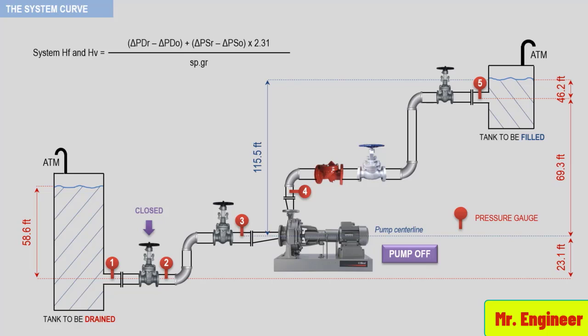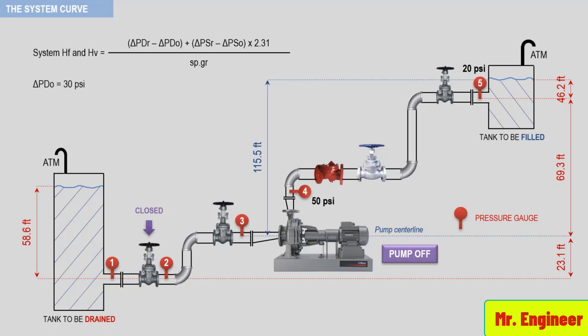With the system and pump off, note that gauge 5 should be reading 20 psi. This is because it is 46.2 feet below the surface level in the discharge tank. Gauge 4 should be reading 50 psi. It is 115.5 feet deep into the column. The difference between gauges 4 and 5 is 30 psi, so the term delta PDO in the Backus Custodio formula is equal to 30 psi.